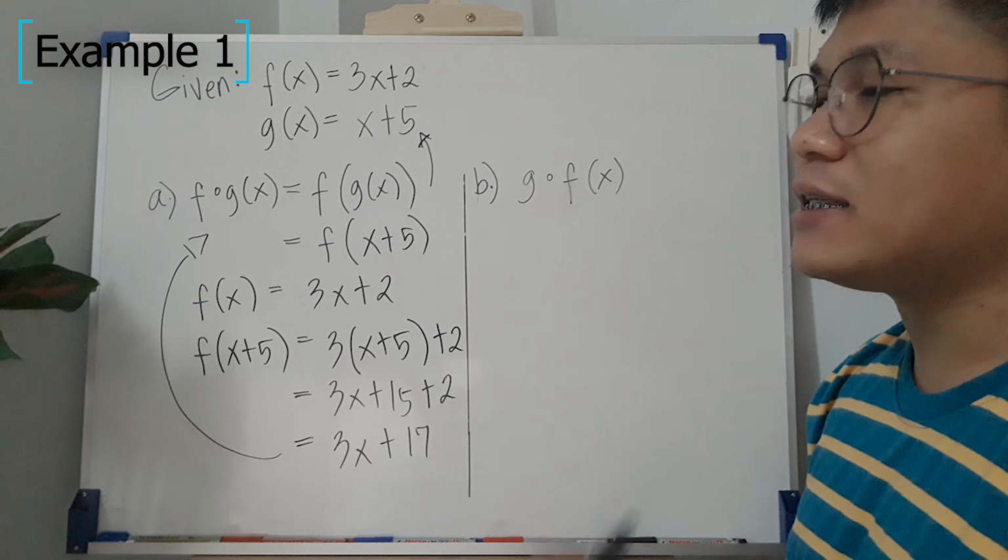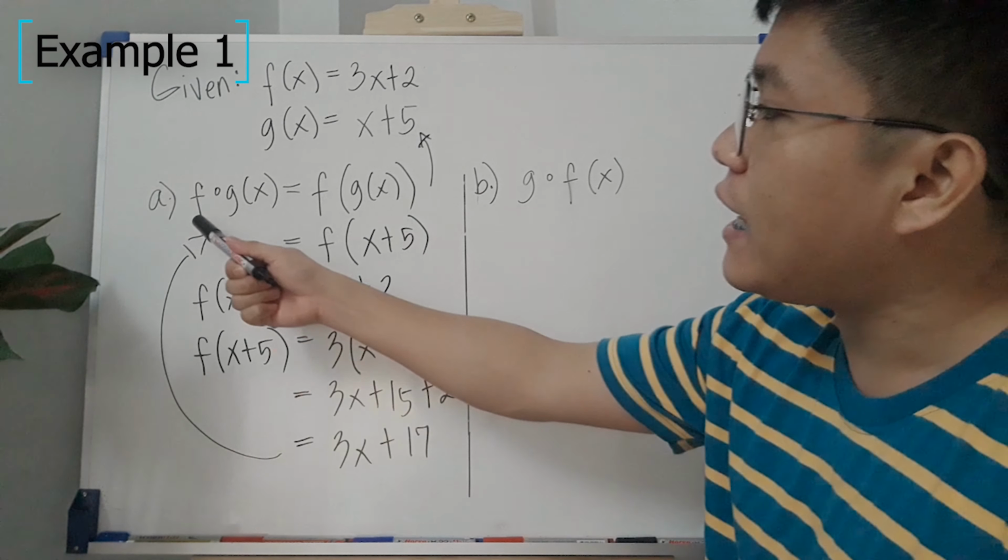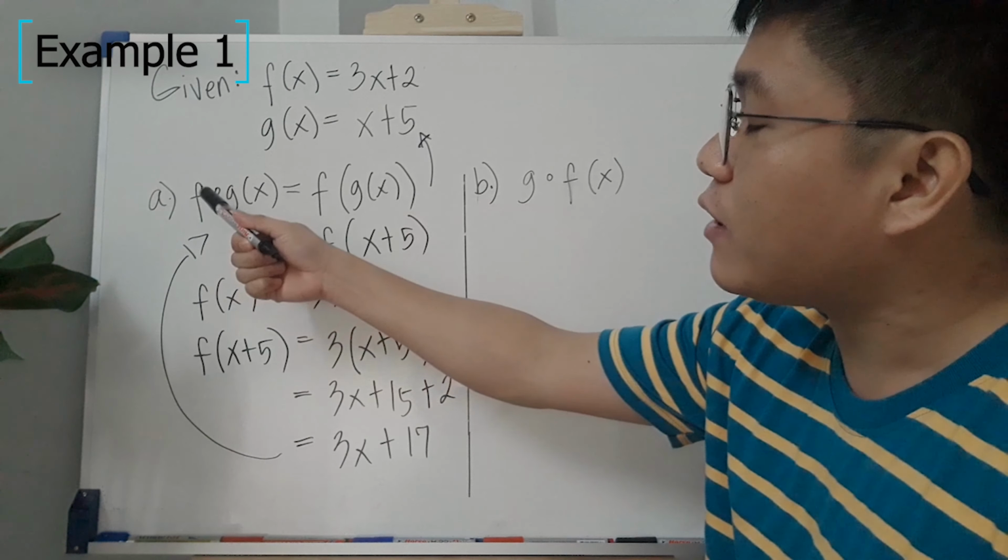How about our second function? We have g composed with f of x. As we all know, f composed with g of x is different from g composed with f of x. Why? Because in the first question, the g of x is the input of the f of x, whereas in the second question, the f of x is the input of the g of x. It's the opposite. So we are going to take first the general form, that is g of f of x, and then replace f of x by, going back to our given, g of 3x plus 2.